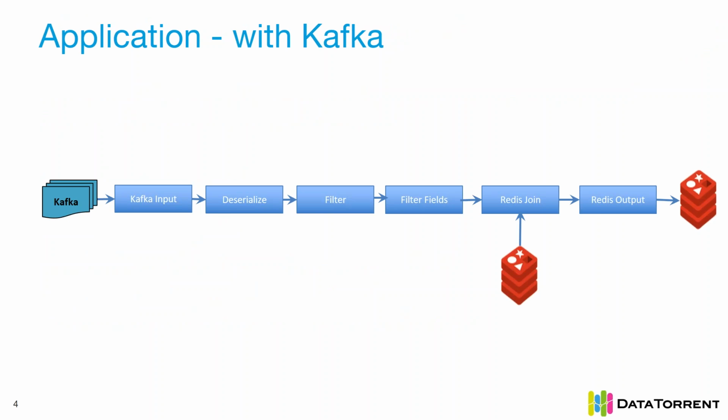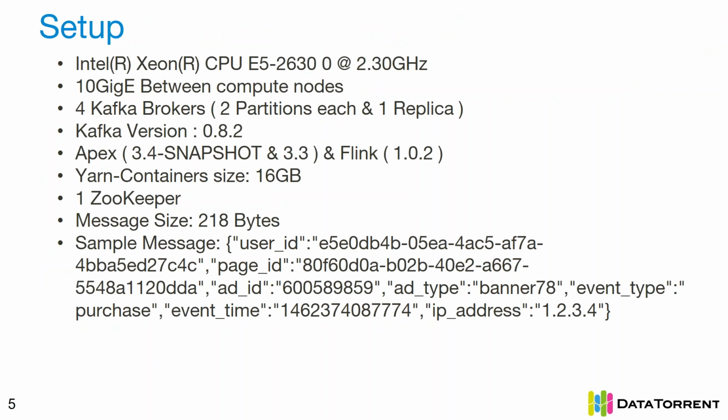Next I want to talk about a few setup details. I don't want to spend much time here. The message size is approximately 200 bytes, and this is a sample message that gets sent through Kafka: user ID, page ID, ad ID, ad type, and all this. That's the type of the message.